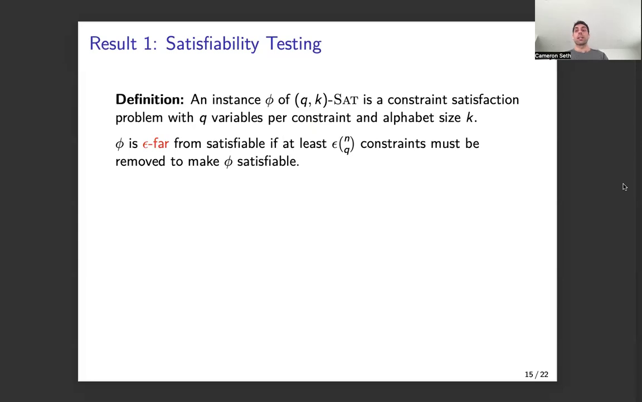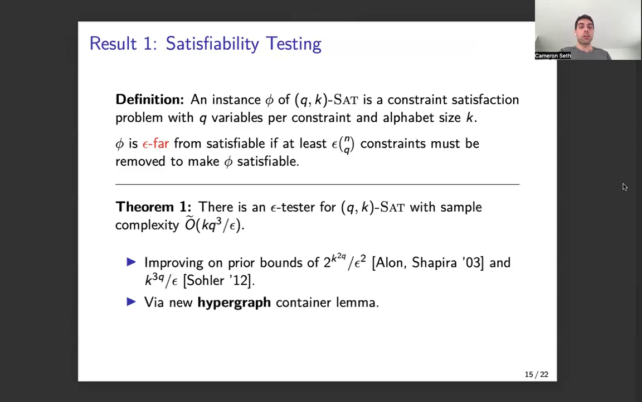So our first result is a result for satisfiability testing. First I want to define this. An instance phi of qk sat is a constraint satisfaction problem with q variables per constraint and an alphabet size k. And we say that phi is epsilon far from satisfiable if at least an epsilon fraction of the constraints must be removed to make phi satisfiable.